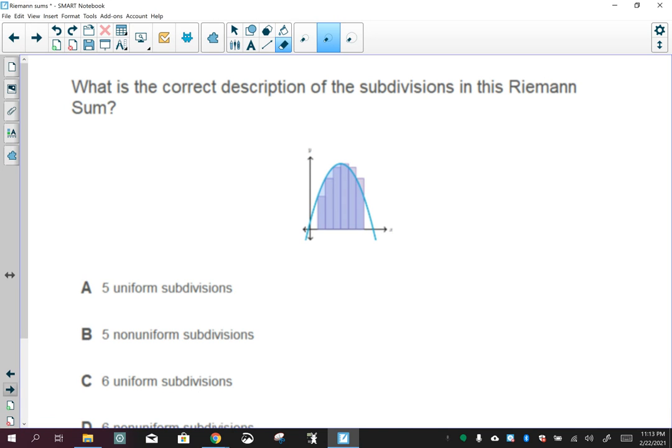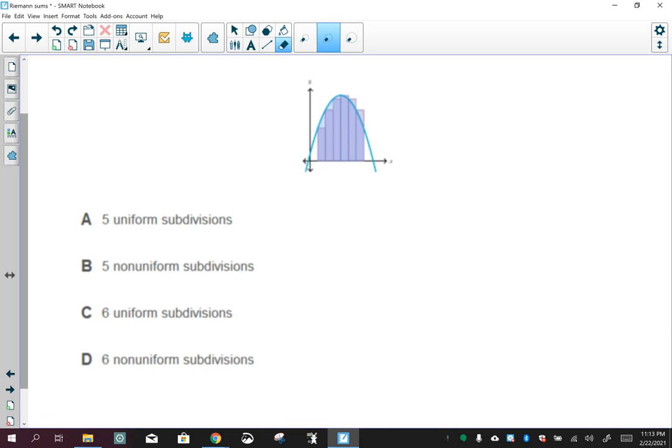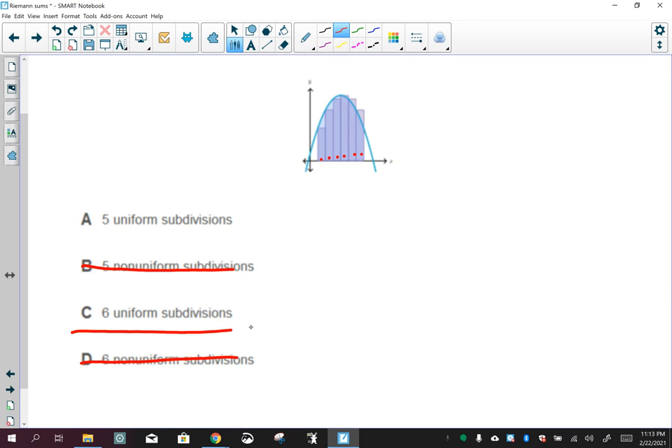So what is the correct description of the subdivisions of this Riemann sum? Well, if I notice that everything looks the same, it looks like they're the same width, so I can go ahead and get rid of all my non-uniform ones. And then I've got 1, 2, 3, 4, 5, 6 different rectangles. So my answer is 6 uniform subdivisions.